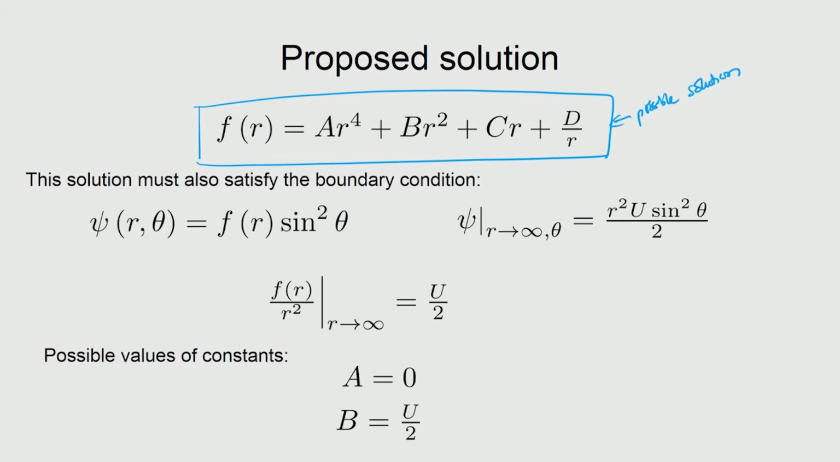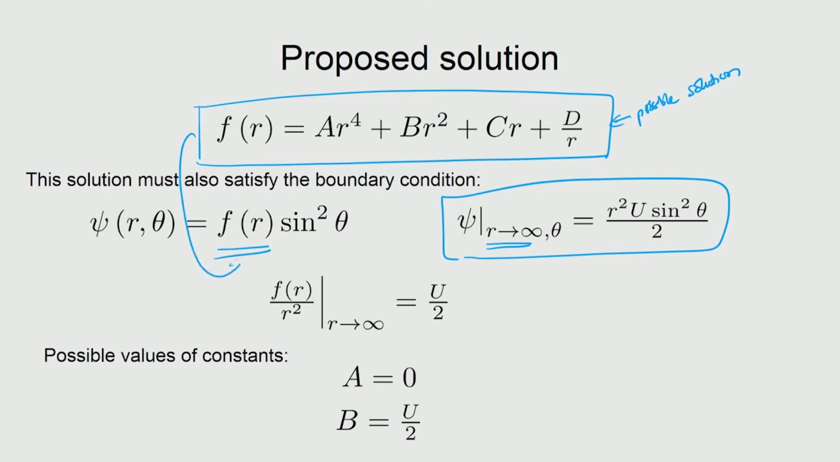Now, it is only a possible solution, but we need to ensure that it actually satisfies the boundary condition. We already have the boundary condition requirement here, that is, in the limit of far field velocity you must have this particular equation satisfied. So if we want to use f of r here, then compared with this, f of r in the limit of r tends to infinity should give you r square u by 2, which means that 1 by r square f of r should give you u by 2.